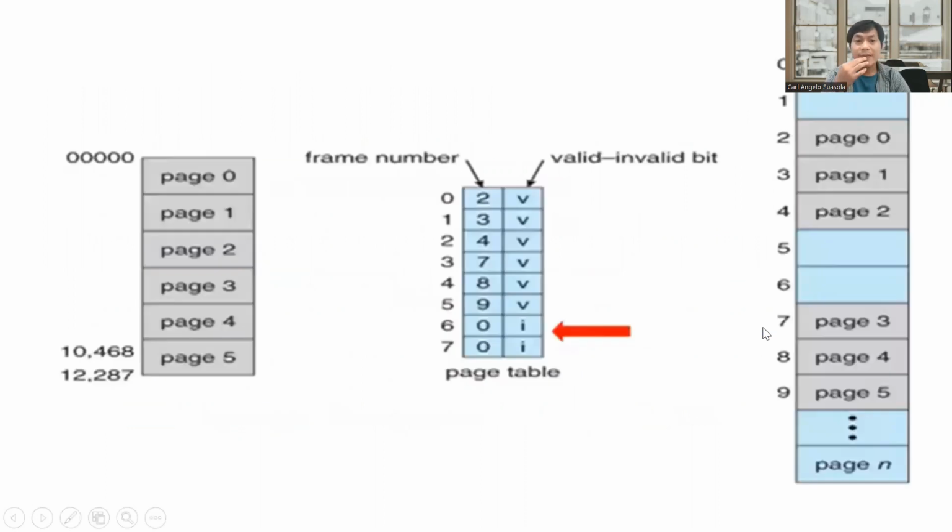So for example, from the given pages 0 to 5, and it indicates here from that page table, 0 to 7. There are certain frame numbers indicated in the physical memory. 0 is 2, 1 is 3, 2 is 4, 3 is 7, 4 is 8, 5 is 9, 6 is 0 since it has no content.